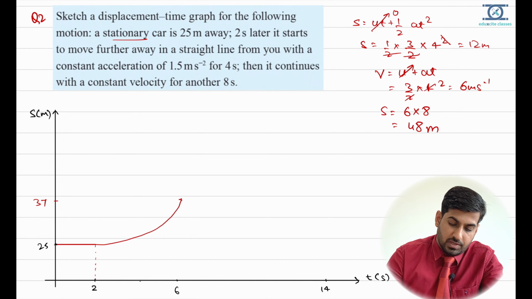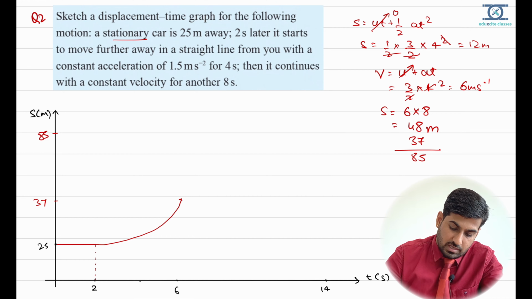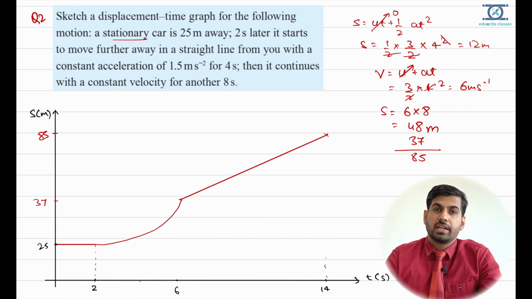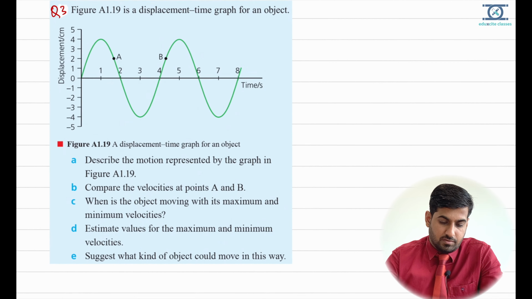meter. Now 48 plus 37 will give you what? The total displacement, which will be nothing but 85 meters. So 85 will be, let us say, somewhere here, and for the next 8 seconds it will be a straight line like this. So somewhat the curve looks like this. Just check your answer. I hope it is correct. Okay. So this is how we sketch the displacement time graph for the given situation. Okay. Now question number 3, just pause and solve.